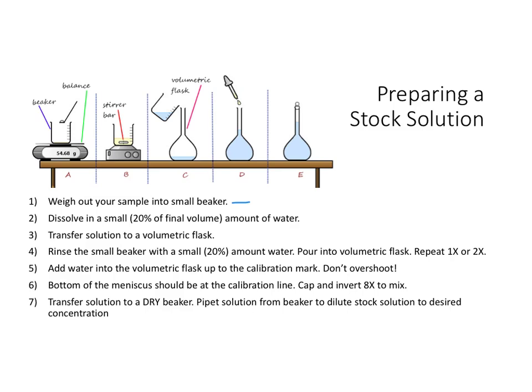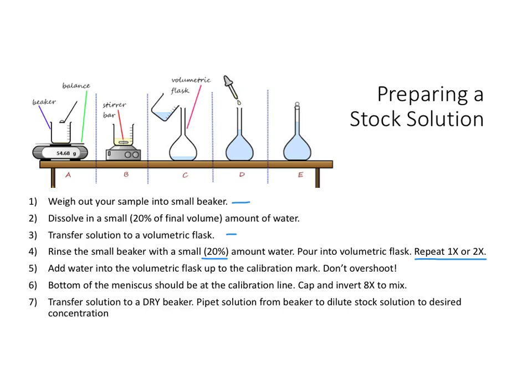Then you transfer that 20 milliliters of your solution into a volumetric flask. In this case, if you're making a 100 milliliter solution, you would transfer it to a 100 milliliter volumetric flask. Then you'd rinse the small beaker that you dissolved everything in with a small amount of water again, so another 20 mL in our case. Pour the water into the volumetric flask, and then you repeat the rinse procedure 1 or 2 times. So by now you would have about 60 or 80 milliliters of water in your volumetric flask.